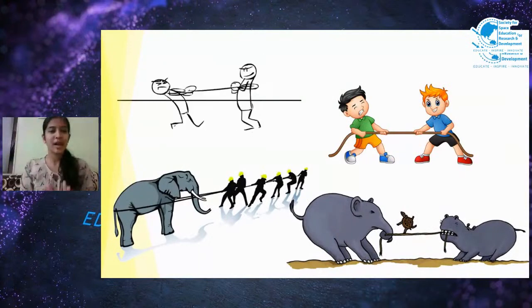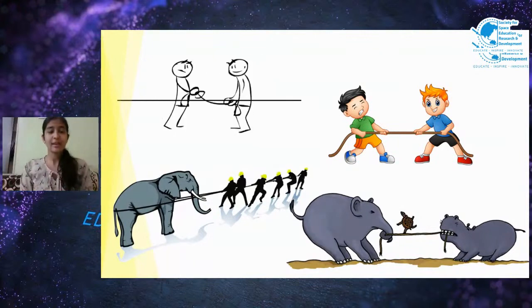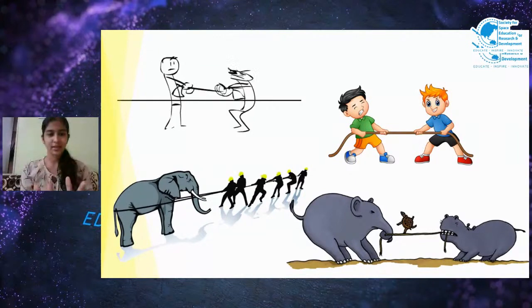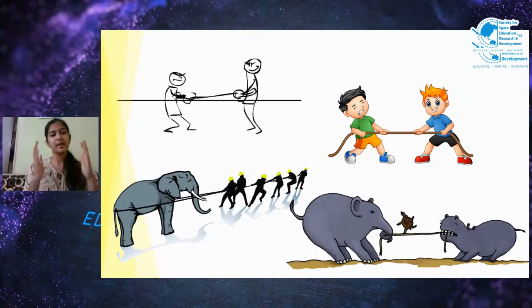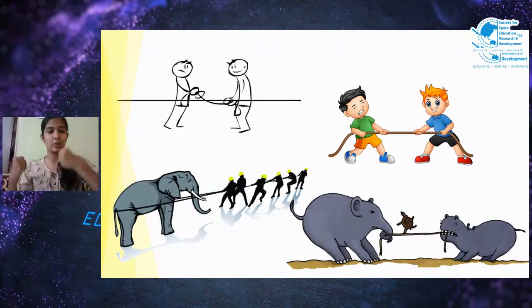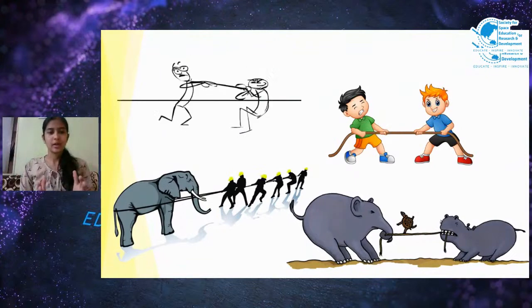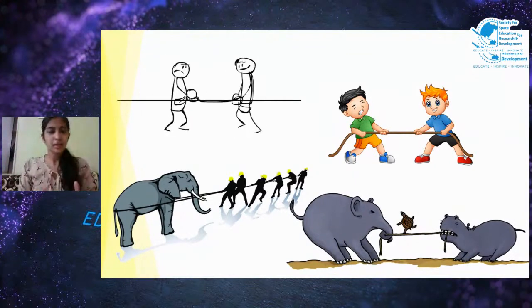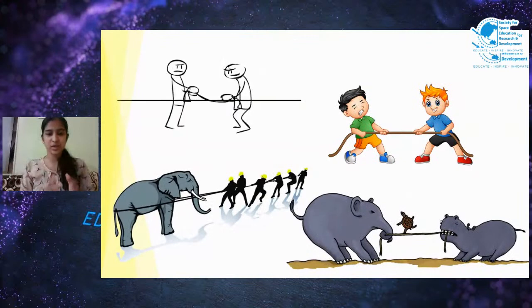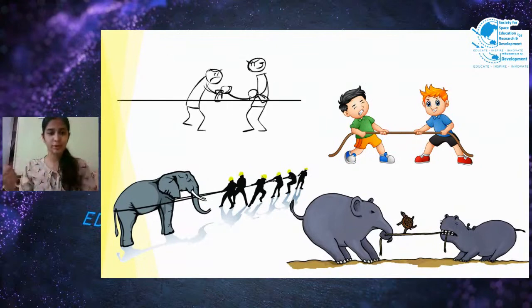I know that all of you love tug of war, and I'm sure that you must have played it very well. Imagine a situation in which there are two people having the same strength, and you both are pulling each other towards yourselves. Who is going to win? Because you both have the same strength, you are applying the same force towards each other, so none of you will win.